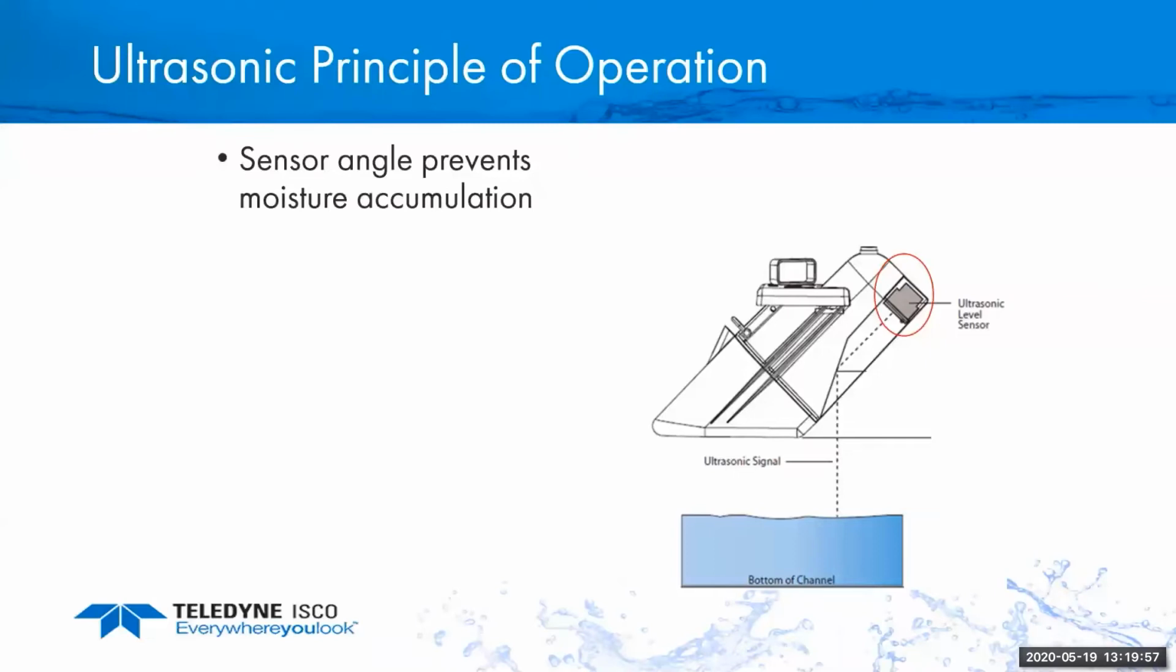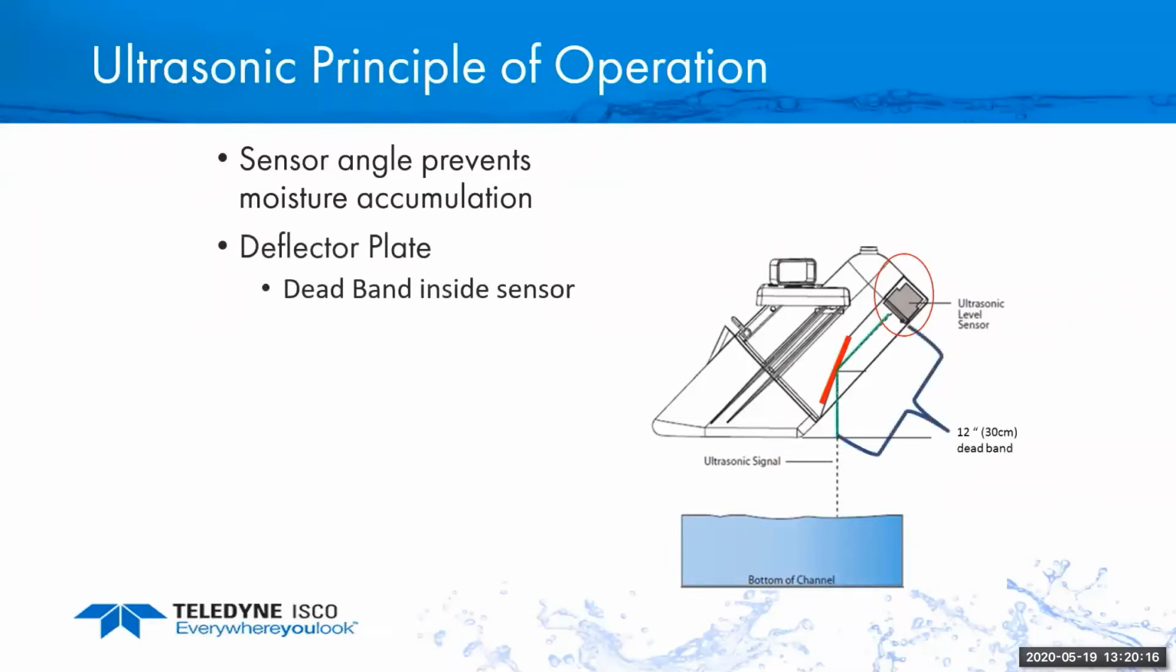So let's talk about the operation of the ultrasonic sensor in the back. Again, very similar to what Darrell was talking about. It is angled though, and the reason that sensor is angled in this design is to prevent moisture from accumulating on the sensor face. It has a deflector plate. Why was that designed into it? To eliminate or minimize the effects of the deadband that Darrell talked about.